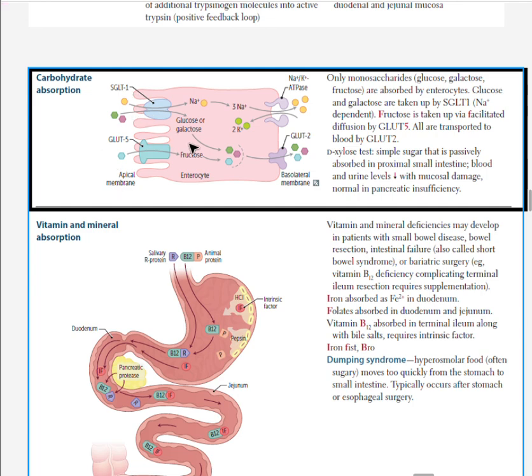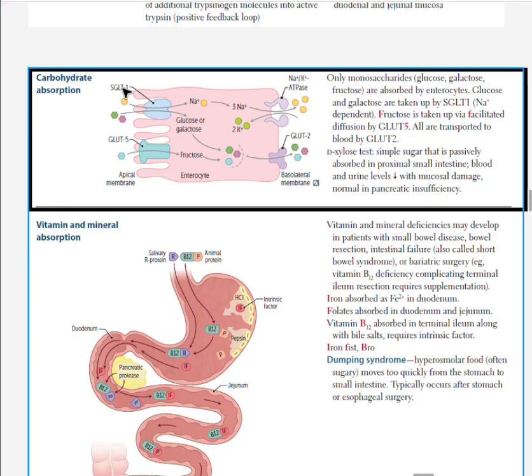And now glucose and galactose are taken up by the SGLT1, sodium dependent, this one. And fructose is taken up by a facilitated diffusion by GLUT5. So you can see that here. All are transported to the blood by GLUT2. So all three of them come here. Glucose or galactose and fructose come here, and then they're transported to the blood here using the GLUT2 transporter.